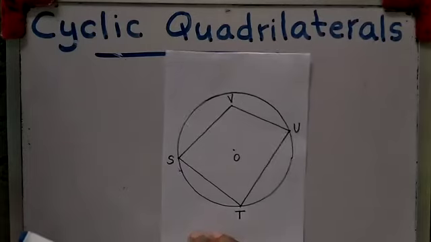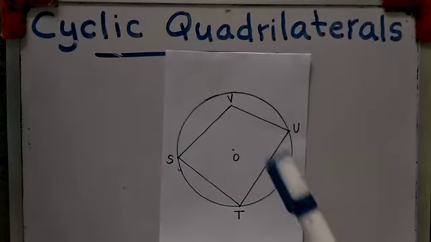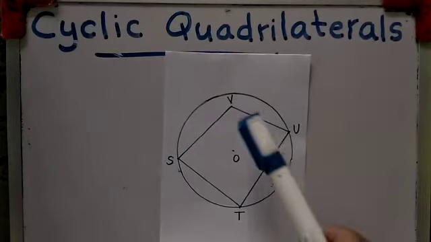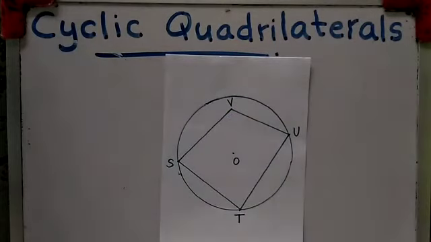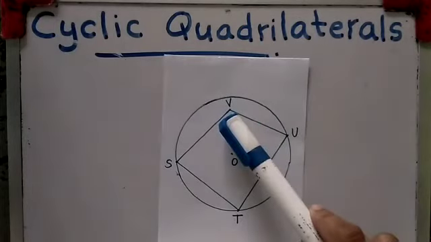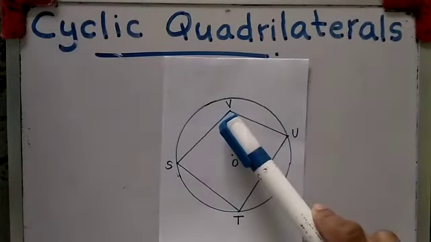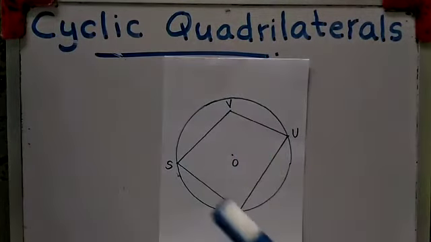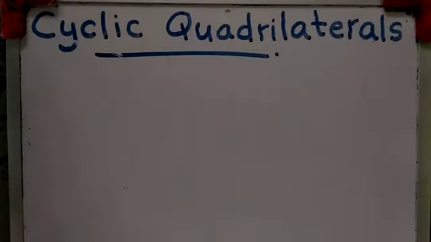You can go through this. You see STUV is also not a cyclic quadrilateral. Why? Here the vertices S, T and U are on the circle, but the vertex V lies inside the circle. Therefore, this is not a cyclic quadrilateral. That is a clear definition of what a cyclic quadrilateral is.